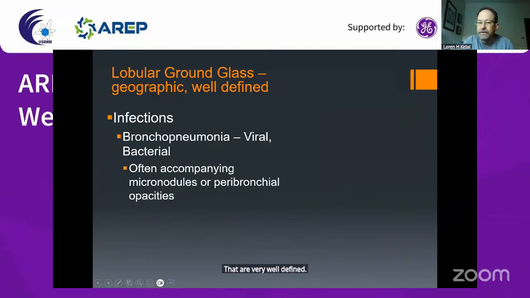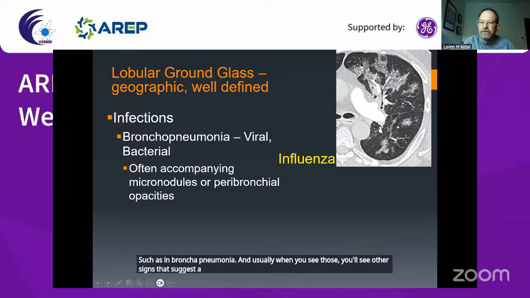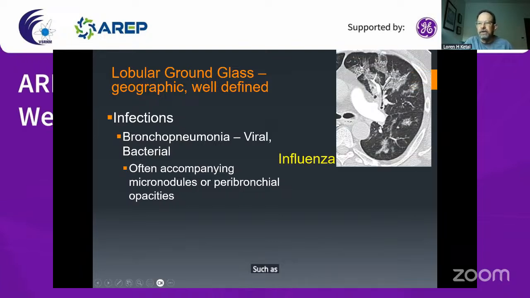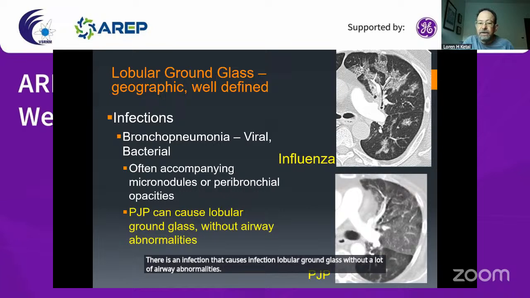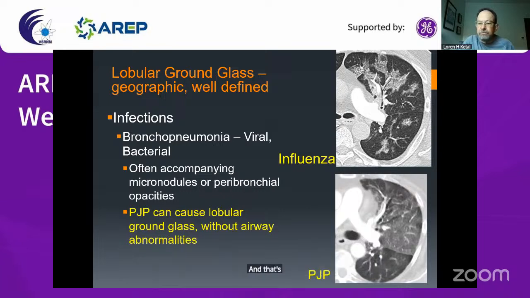These are common in infection, such as in bronchopneumonia. And usually when you see those, you'll see other signs to suggest a bronchopneumonia, such as in this case of influenza, where the opacities are peribronchial. There is an infection that causes lobular ground glass without a lot of airway abnormalities, and that's PJP, and it's something that obviously is suspected in the right clinical setting.